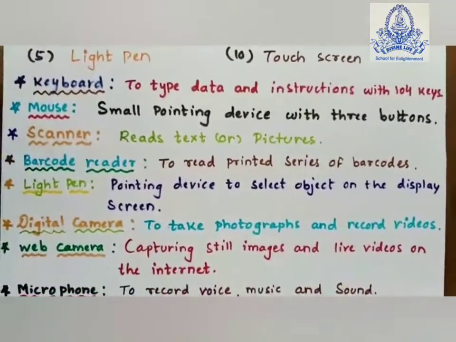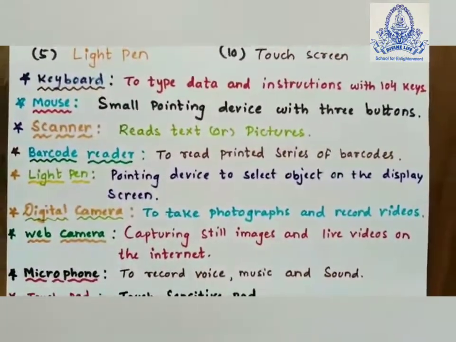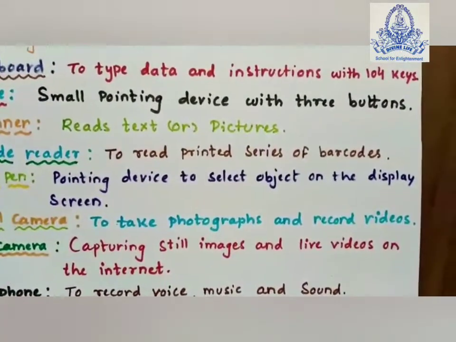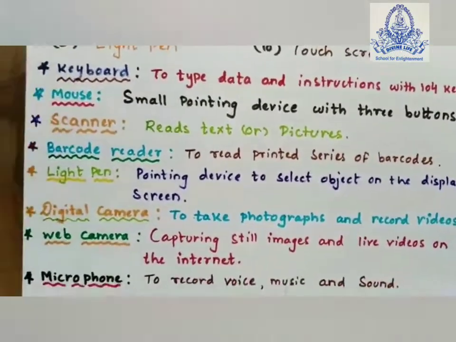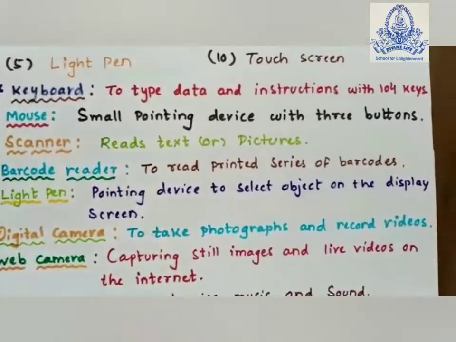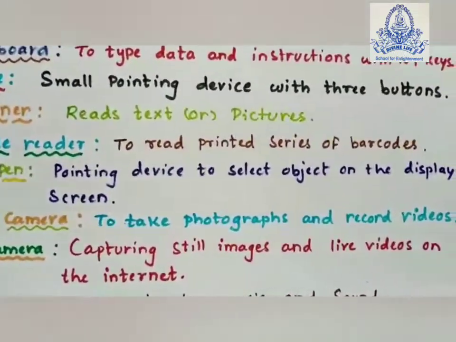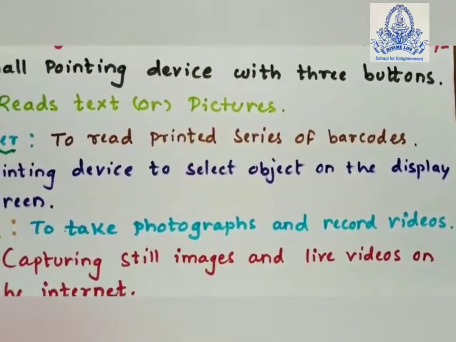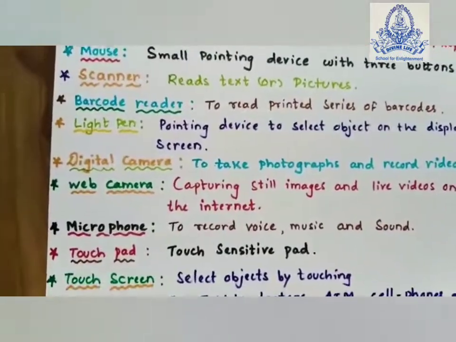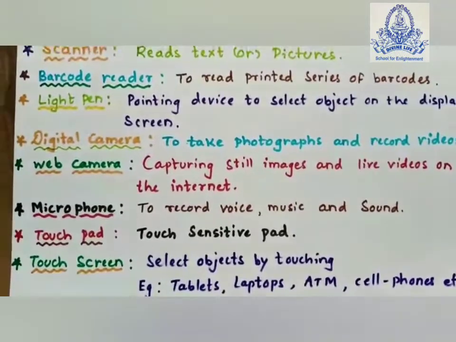Next, coming to light pen. What do you mean by light pen? A light pen is a pen-like pointing device. It is used to select objects on the display screen. What do you mean by digital camera? As all of you know, we are using digital cameras in our day-to-day life. A digital camera is used to take photographs and record videos, and generally photos and videos taken with a digital camera are stored in a memory chip inside the camera.